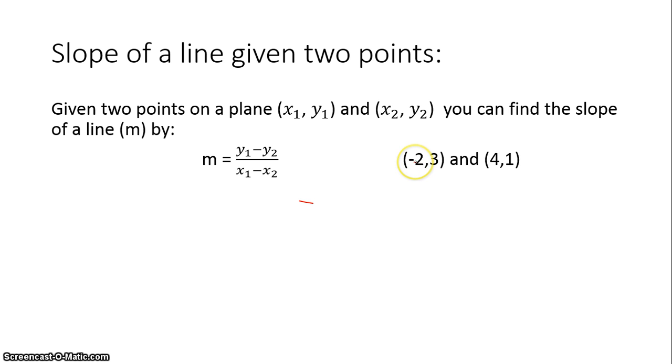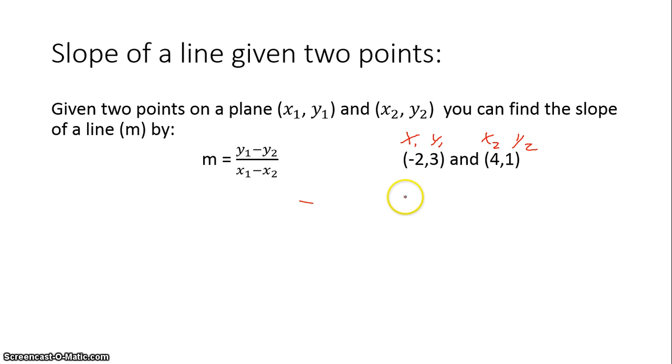I have the point -2, 3 and the point 4, 1. Now, first we should note that this is my x1, this is y1, this could be x2 and y2. Now it calls for y1 minus y2 over x1 minus x2.